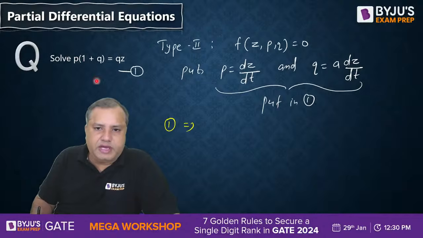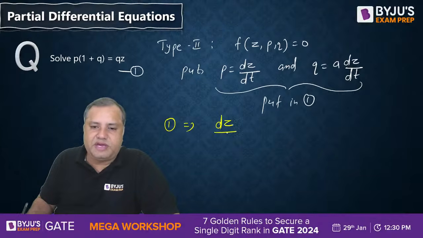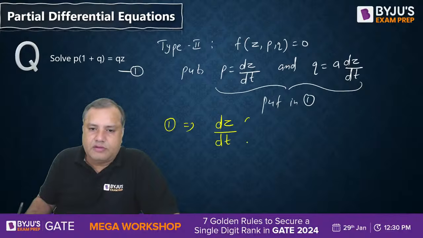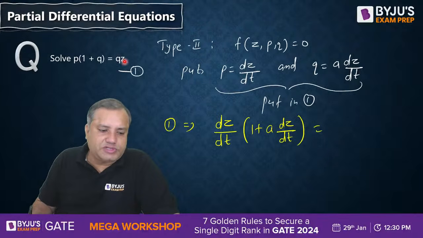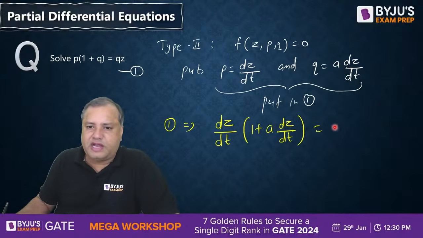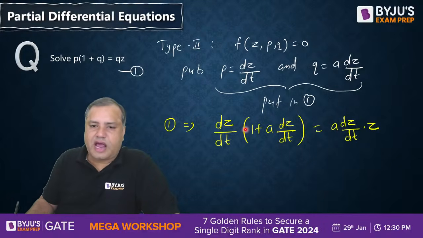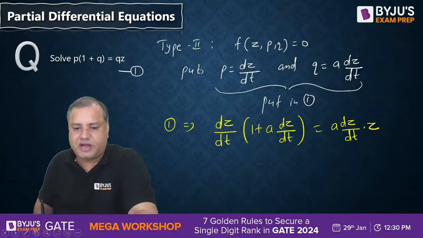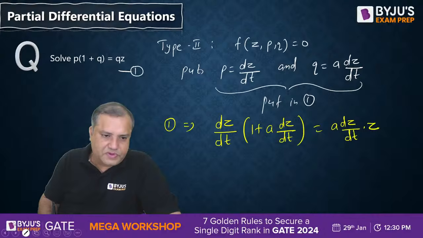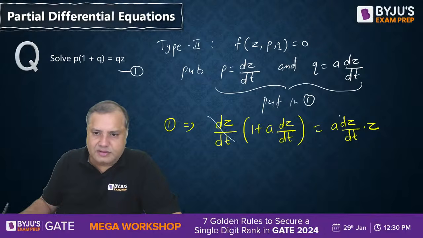P is dz by dt, 1 plus q is a dz by dt. Right hand side q is a dz by dt multiplied by z. Okay, so students, I am just striking this dz by dt on both sides. We will cancel dz by dt on both sides.